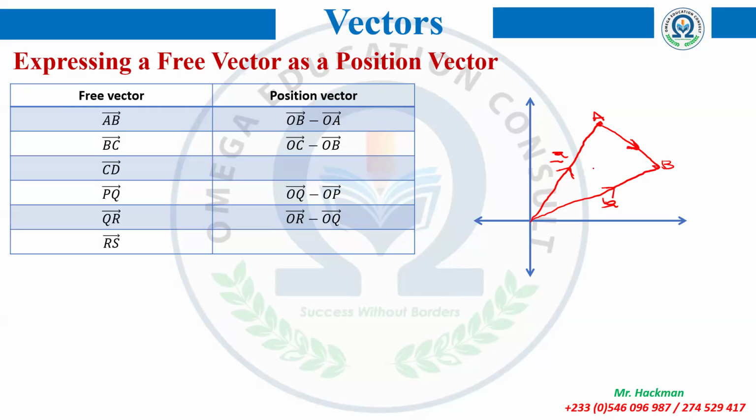So I can say that my vector AB will be equal to AO, we move from A to O, plus O to B. Do you agree? Okay, now let's see the direction of the arrows. If you look at A to O, are you in the same direction as your vector that you have here?